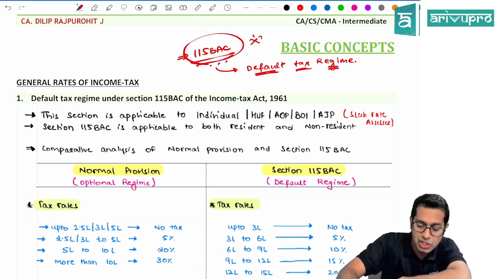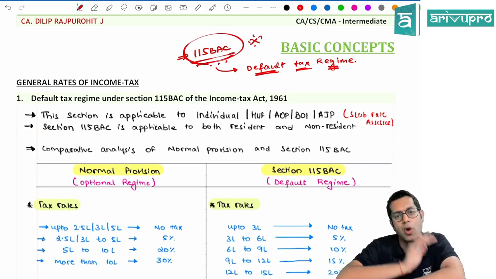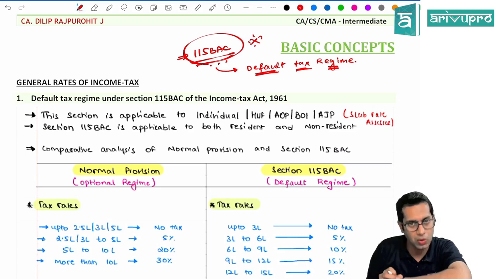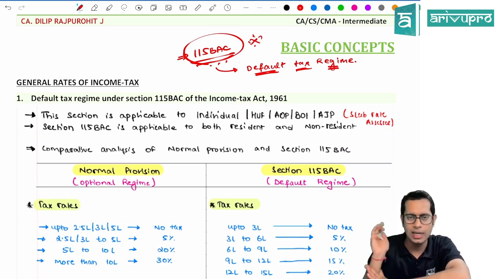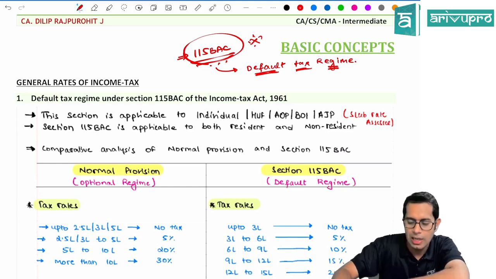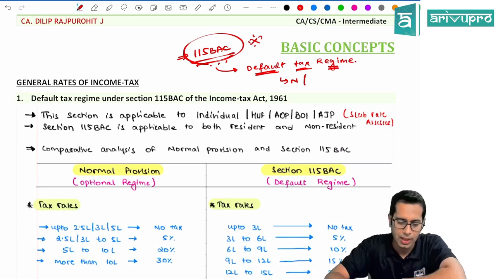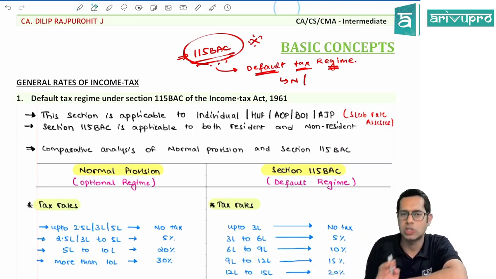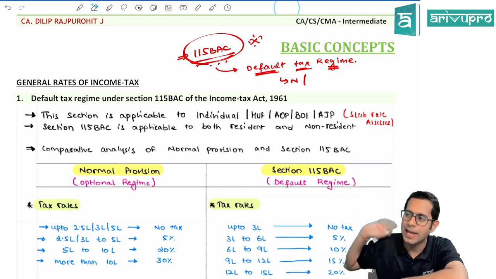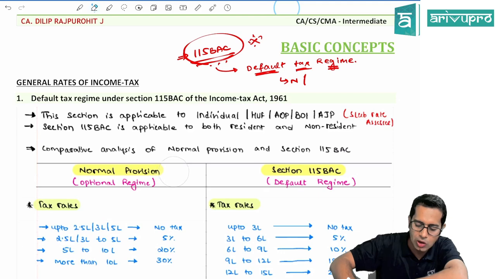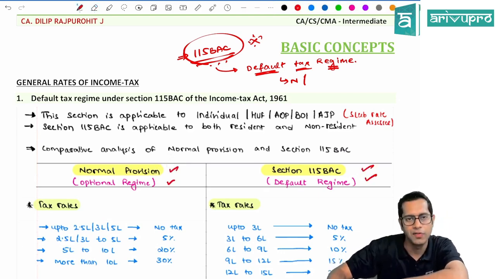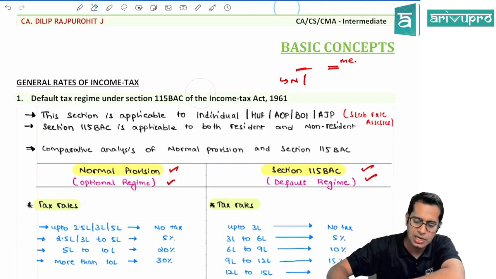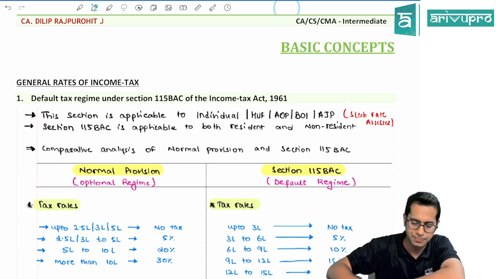Now there is a complete change in this section 115BAC. What is that amendment we are going to see? And I am also going to take up a small question to make you understand the difference between the normal provision and 115BAC. To explain this concept, I have done a comparative analysis of what happens under the normal provision or optional regime and what happens under section 115BAC. Let me straight away start the discussion.